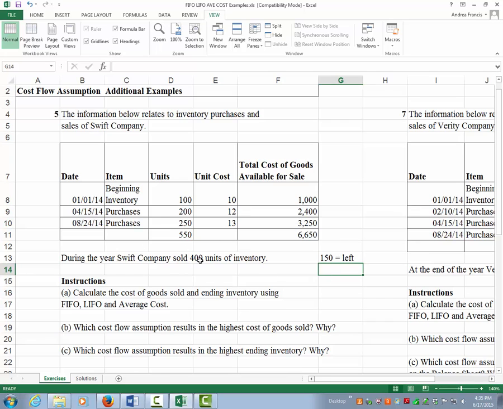Now the question is, what are we meant to be doing with this information? Well, we are trying to calculate, using the cost flow assumptions of FIFO, LIFO, and average cost, the cost of goods sold under each of those three assumptions, and the ending inventory under those three assumptions. So to begin, let's set up a workspace where we can calculate these numbers.